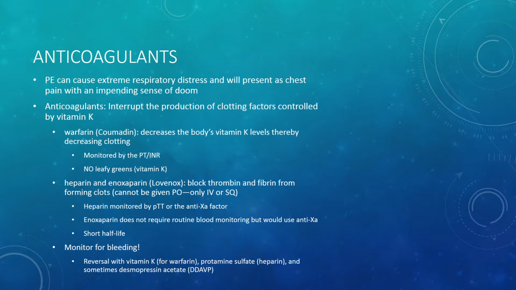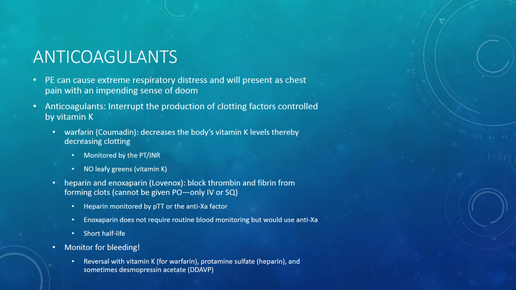The anticoagulants, heparin and enoxaparin, which is Lovenox, work a little bit different in that they block thrombin and fibrin from forming clots. So even if vitamin K activates the clotting factors, these drugs work on specifically just blocking the clotting factors from forming clots.